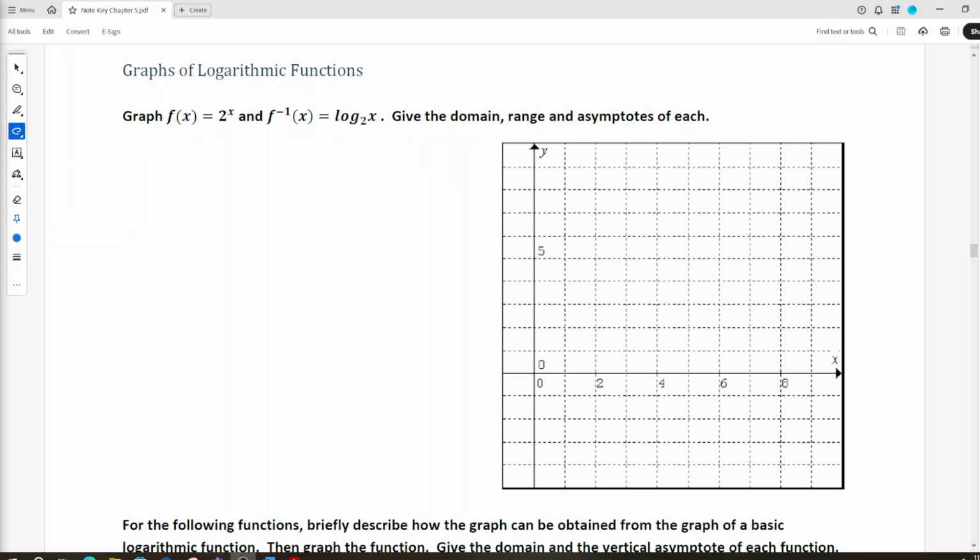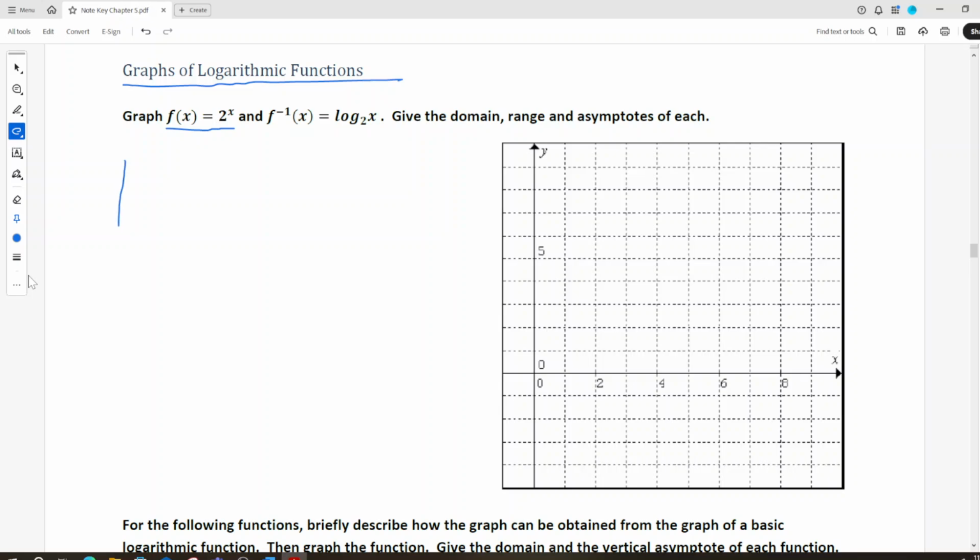Now the fun begins. So, Math 60 loves graphing. So what we're going to look at is graphs of logarithmic functions. I'm going to start with a reminder that a logarithm is the inverse of an exponential. So the first thing I want you to start with is just graph y equals 2 to the x.